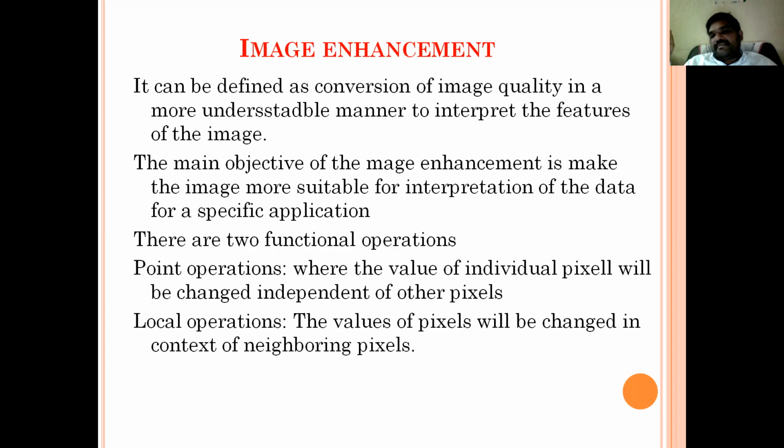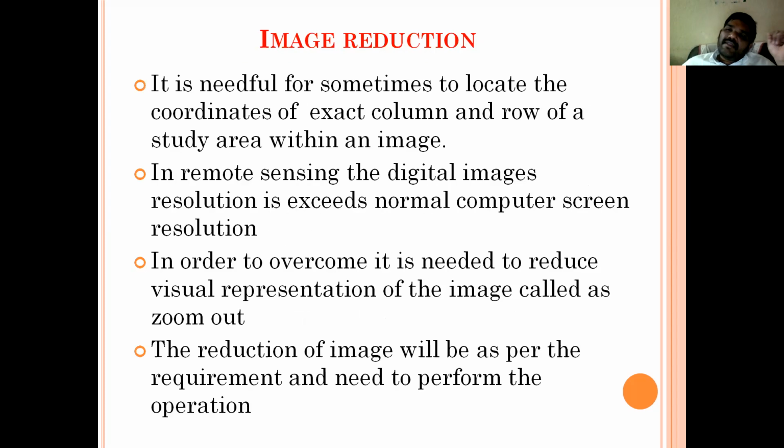For improving the image quality, you can apply two types of operations. One is point operation, the other one is local operation. Point operation in the sense, you are just changing the value of the digital number without any consideration of neighboring pixels. Local operations in the sense, the changing of values with respect to the pixel by considering neighboring pixel values. Image reduction we have seen in the previous class. Why is it needed?